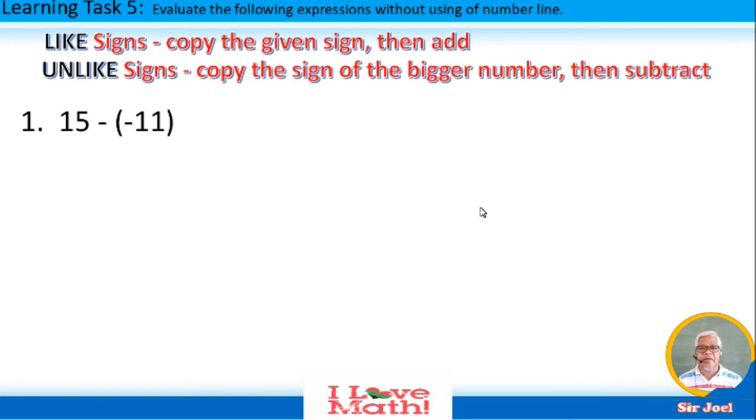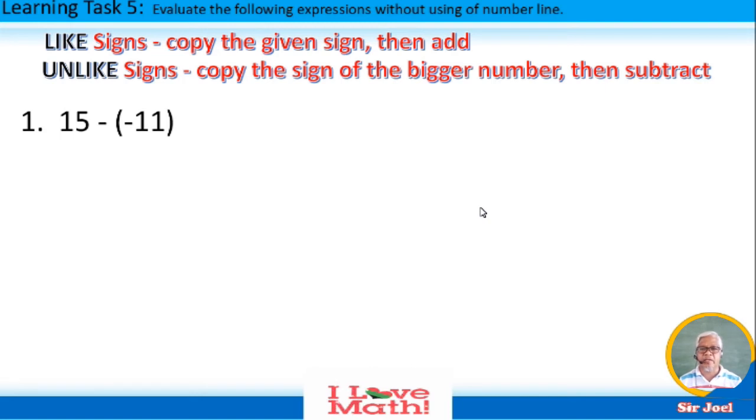Learning task number 5. Evaluate the following expressions without using a number line. Now, in this task, tingnan natin itong nakasulat na like signs and unlike signs. Ano ba ang difference nitong dalawa? When we say like signs, copy the given sign, then add. And unlike signs, copy the sign of the bigger number, then subtract. Paano natin i-apply itong like signs and unlike signs? Let us answer problem number 1.